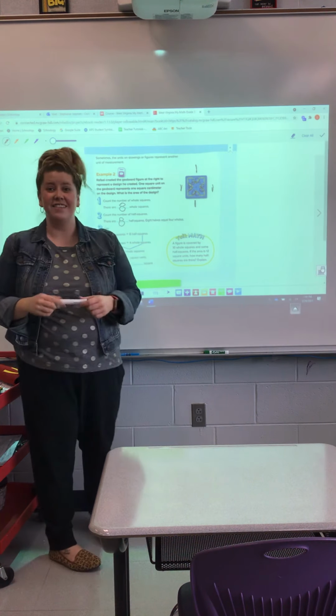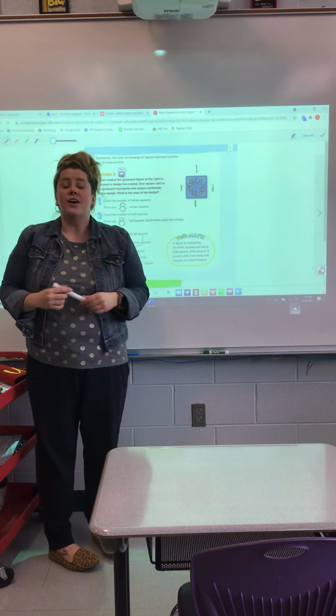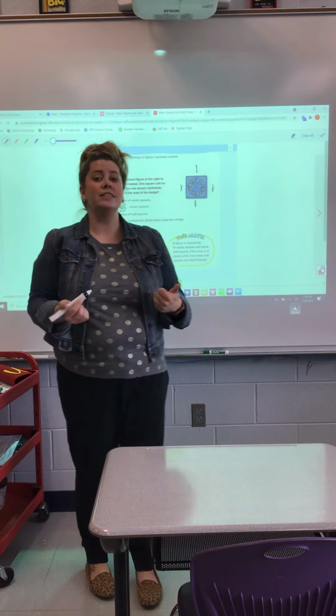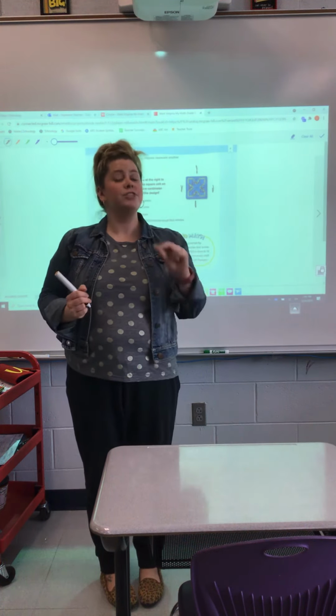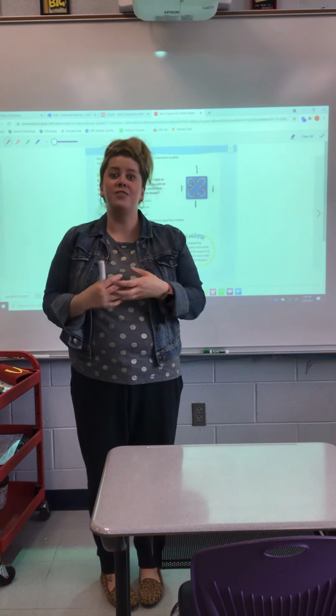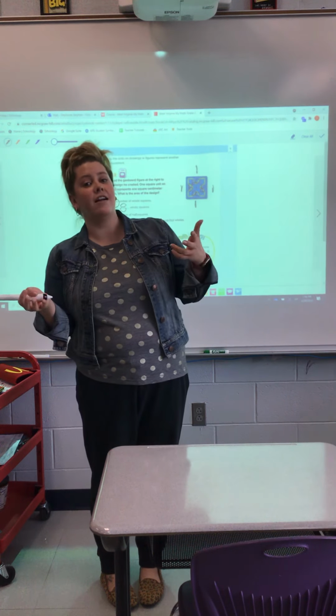square units, okay? So that's what you're gonna practice today. You're gonna practice counting how many whole shapes are there, count how many half shapes there are, and then add those two together to figure out the area of the figure.